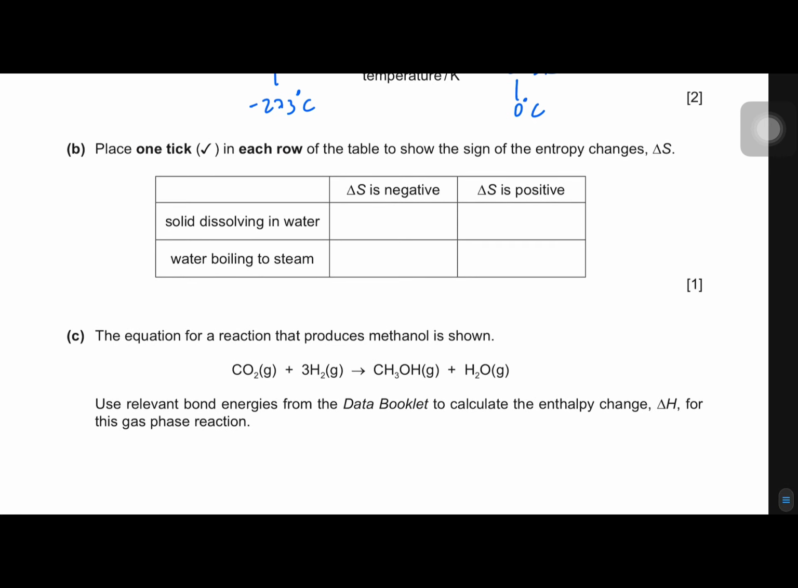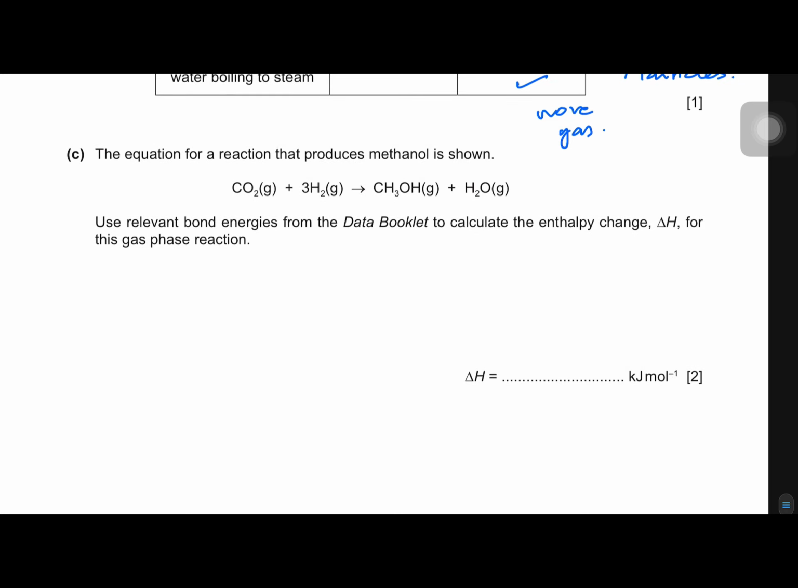Please place one tick in each row of the following to show the sign of the entropy change. When the solid dissolves in water, there is more entropy because of free ions, or I can say free particles. It's not necessarily ionic. Water boiling to steam, more gas is produced, so basically a positive entropy change.